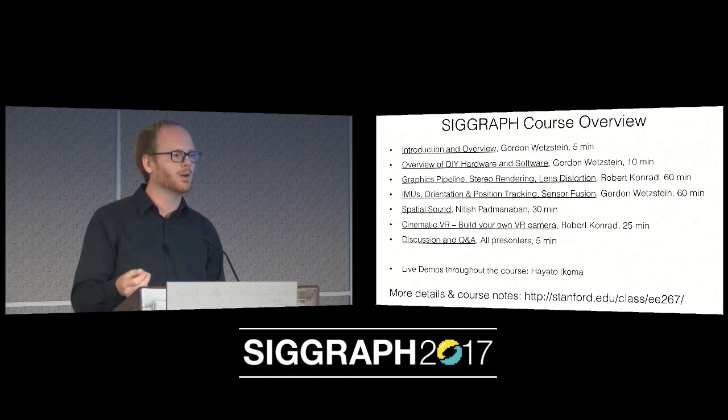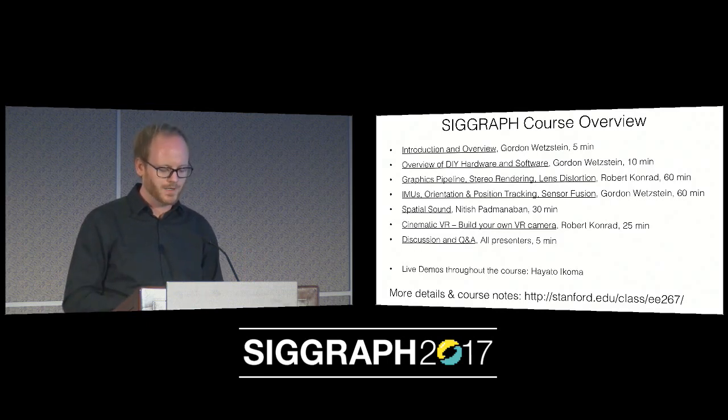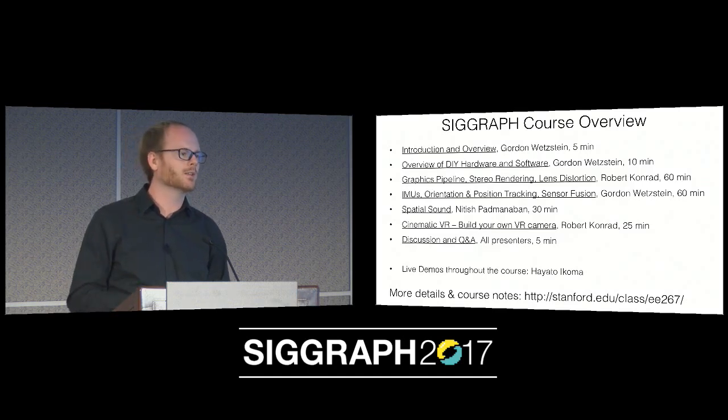But we'll also talk about stereo rendering, how to set up OpenGL for stereo rendering, and lens distortion for OpenGL using shaders. So there's a lot of VR-specific graphics in there as well. I'll be talking about inertial measurement units, orientation tracking, and positional tracking, and the experimental hardware that we're using in the class that's actually low cost to implement all of this.